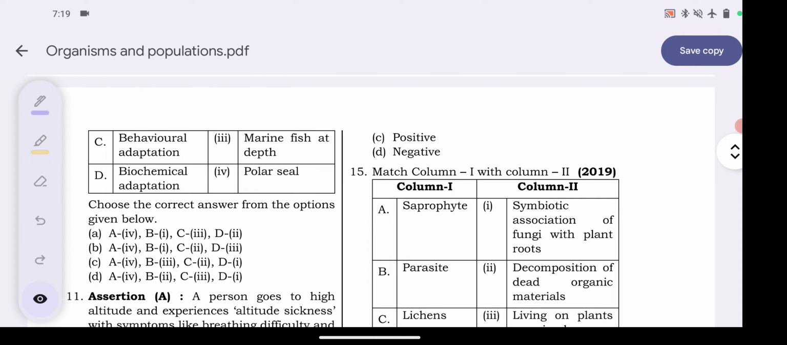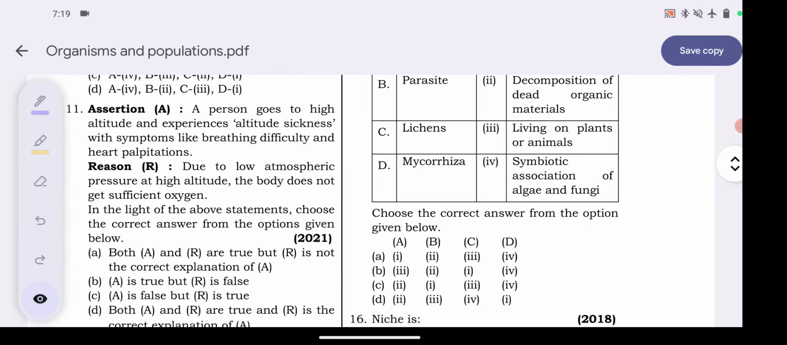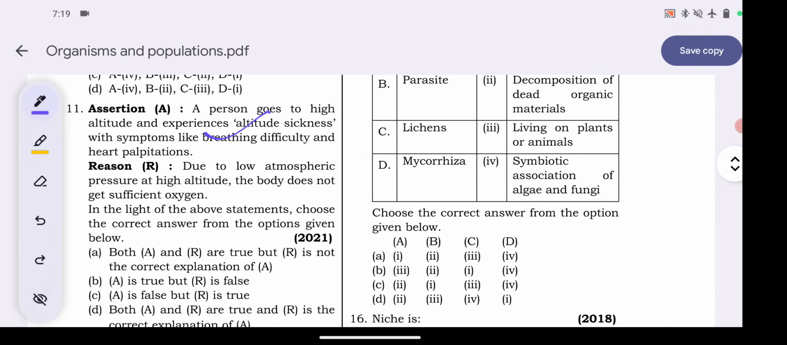Next, question number 11. Assertion-reason type question. Assertion: a person goes to high altitude and experiences altitude sickness with symptoms like breathing difficulty and heart palpitations. Reason: due to low atmospheric pressure at high altitude, the body does not get sufficient oxygen. Here both are correct, and the reason properly explains the assertion. So here the answer will be option D. Both A and R are true, and R is the correct explanation of A.